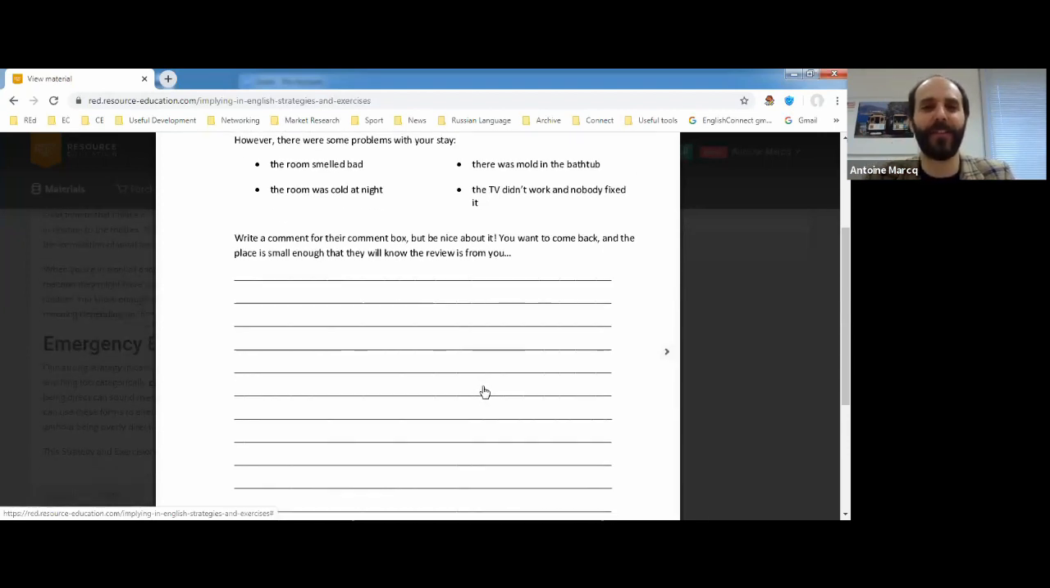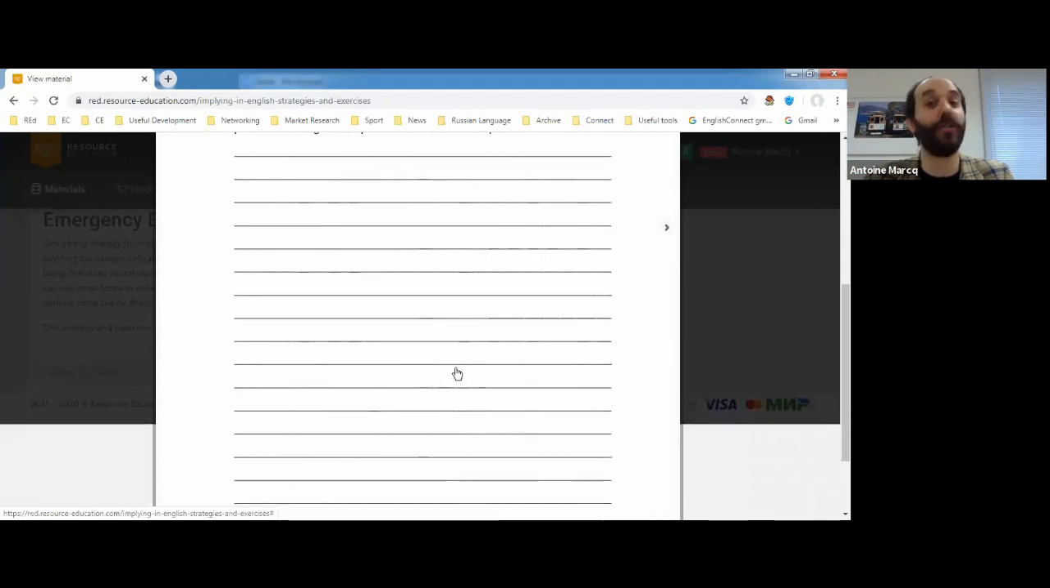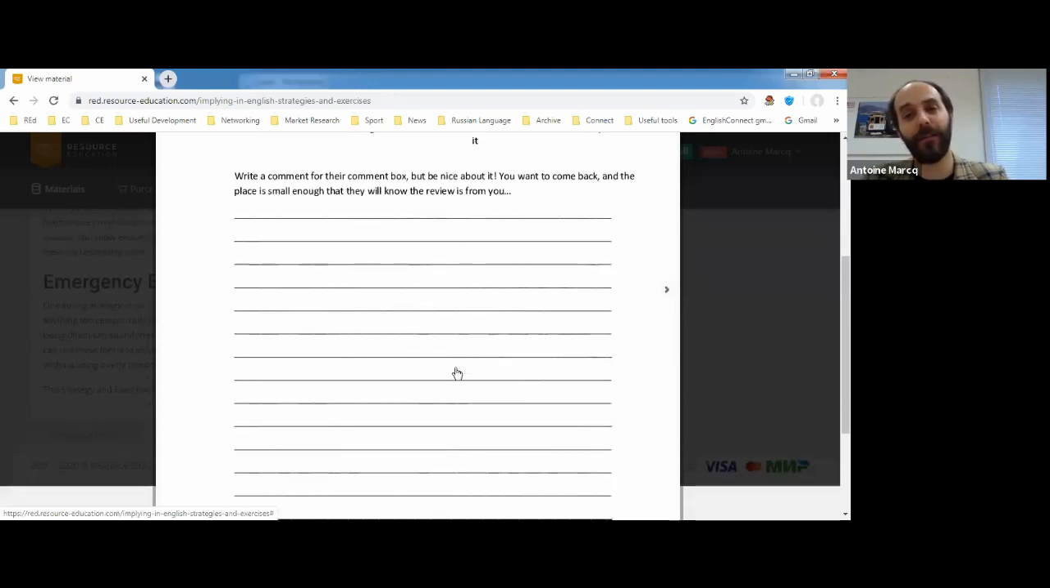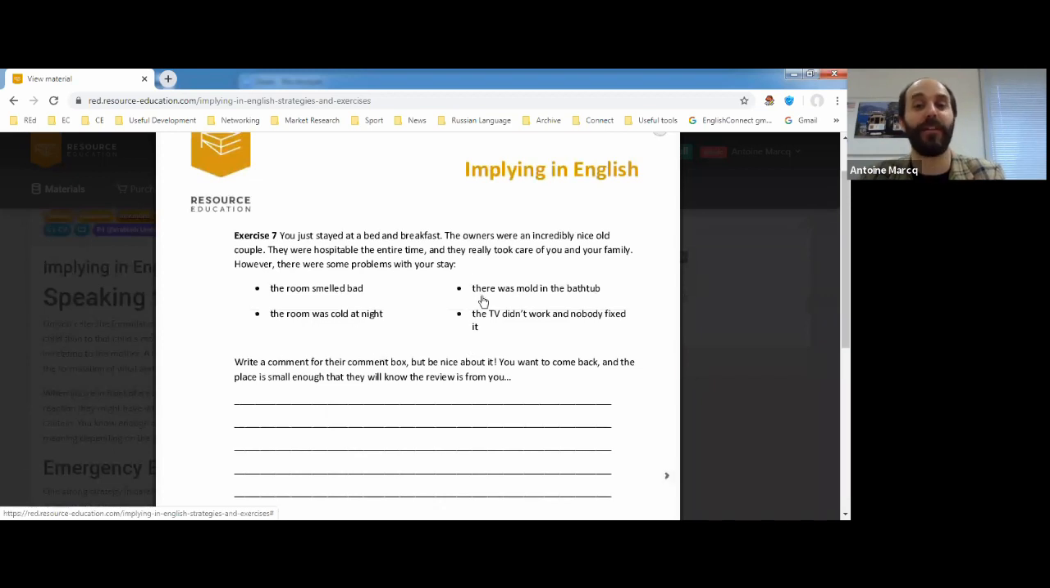So in this comment section, you can change the exercise to being an email actually as well. In this comment section or email, the students are going to imply things. They're going to imply these 4 things as politely and smoothly and gently as they can.